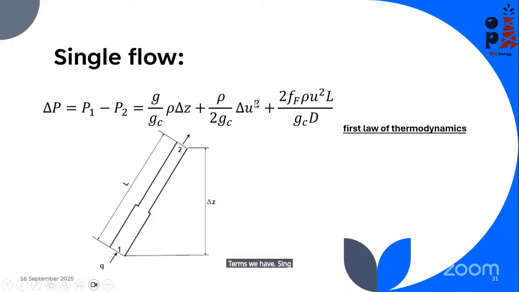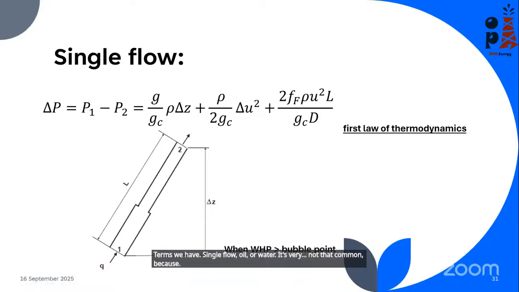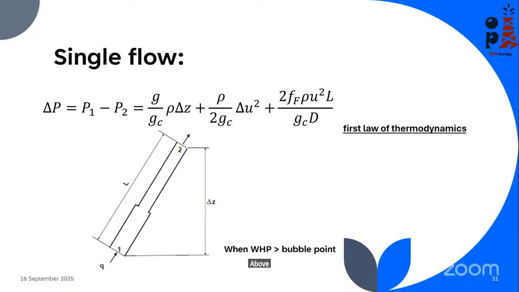Single-phase flow, oil or water, is not that common because you always have gas in the reservoir. But if you produce above the bubble point, you will also have oil only or water only in your system, which is a very good system if you have it. But I never encountered a well without gas or without some type of multiphase flow in the wellbore. But it's there.